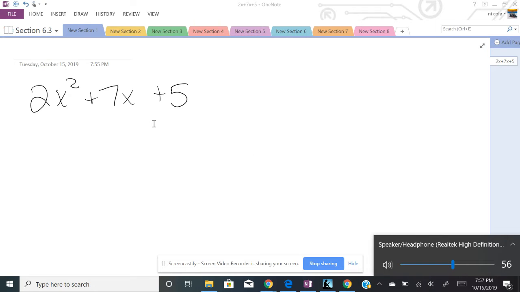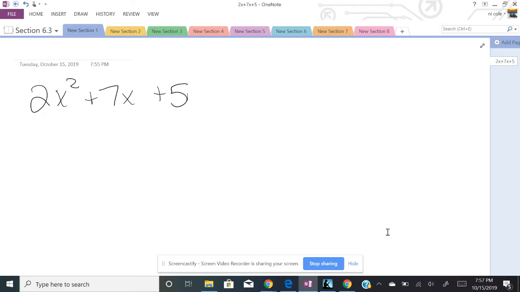All right, guys, and welcome to section 6.3. So we are still going to be factoring. I need to be able to factor 2x squared plus 7x plus 5. It's very similar to what we were doing before, but now you've got to look at the 2.